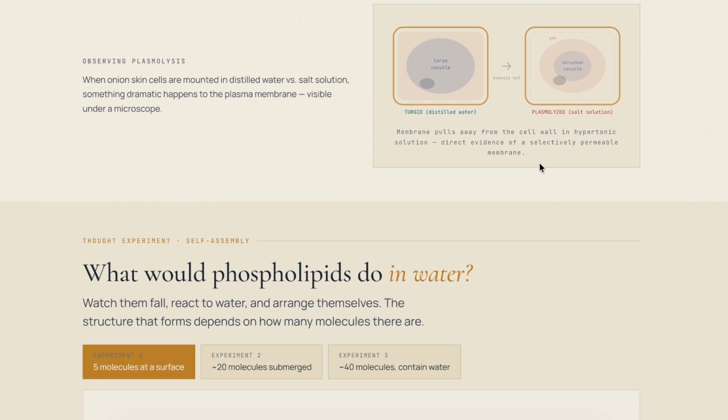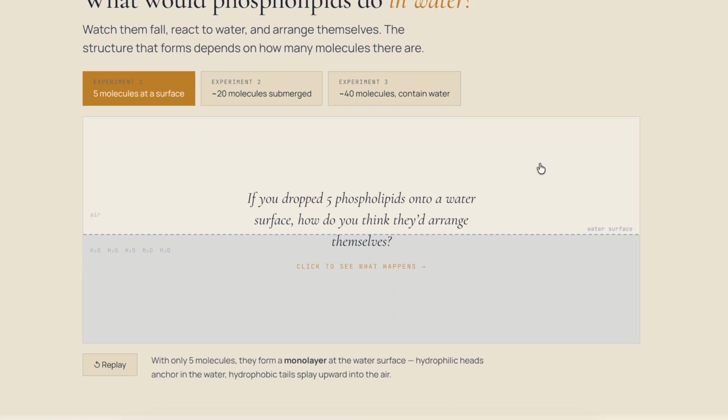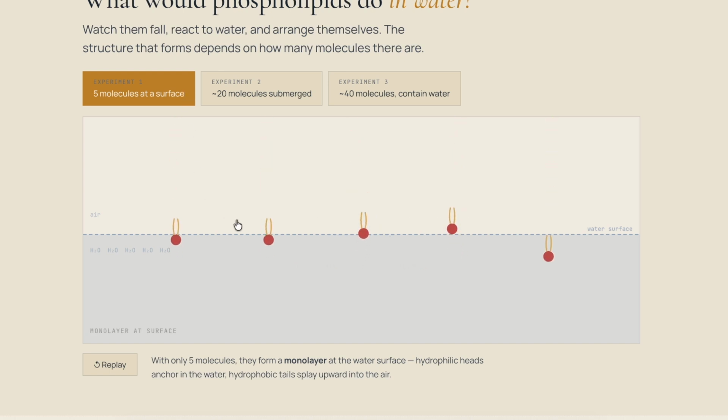So what would phospholipids do in water? This is a really nice way to think about why a cell membrane forms the structure that we know about. Now, if you drop 5 phospholipids onto a water surface, how do you think they would arrange themselves? Take a few seconds to think about what would happen. You can pause the video if you want. I'm just going to click to see. Now you can see the heads have positioned themselves in the water, because they're hydrophilic, and the tails are sticking out the top because they're hydrophobic.